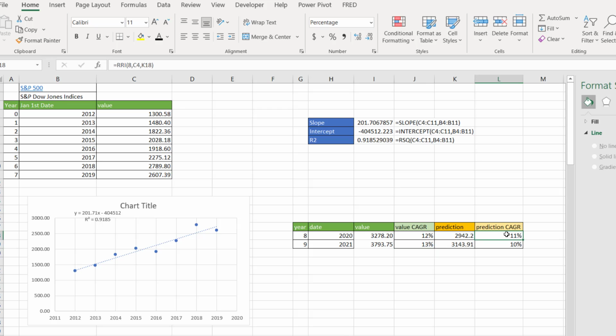So our prediction was 11%. The actual was an annual growth rate of 12%. We had a predicted annual growth rate of 10%. And we really got 13%. So when you think about it, the prediction was conservative.